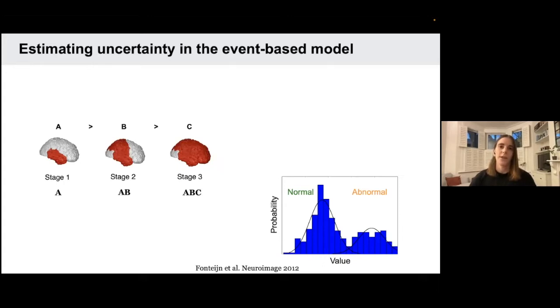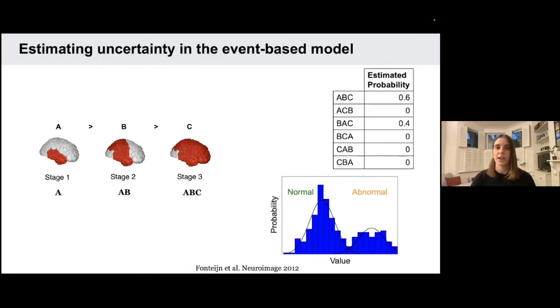So because the event-based model is Bayesian in its formulation, it also naturally deals with uncertainty. This means that rather than just estimating the most probable disease progression pattern in your dataset, you can also estimate the probability of each possible progression pattern. For three biomarkers, this would be simple, as you could go through and evaluate the probability of each of the six possible sequences.